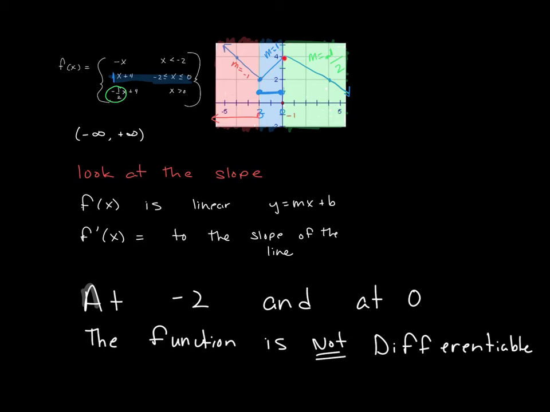Same thing up here at 0. The slope in the blue range is equal to 1. The slope coming down in the green is -1/2. But that abrupt change between the two slope values means at 0, the graph is not differentiable.